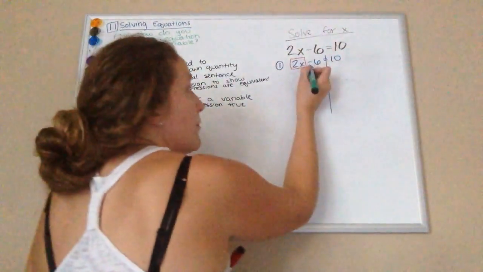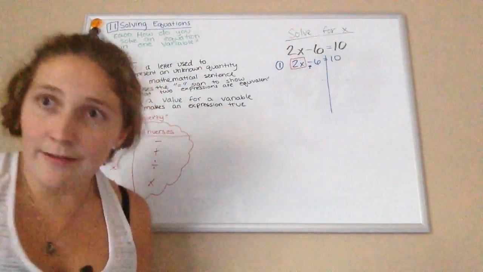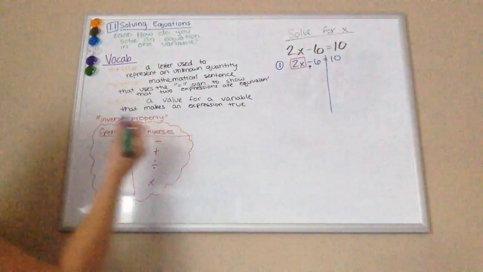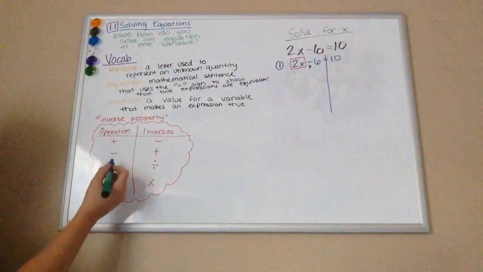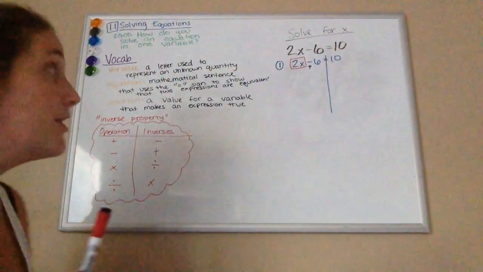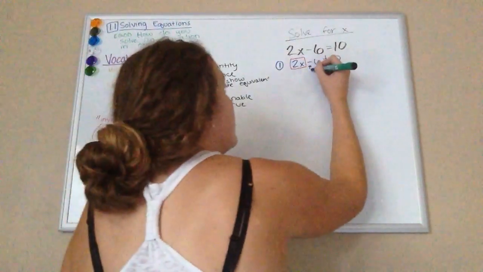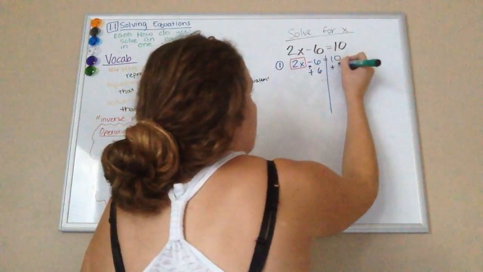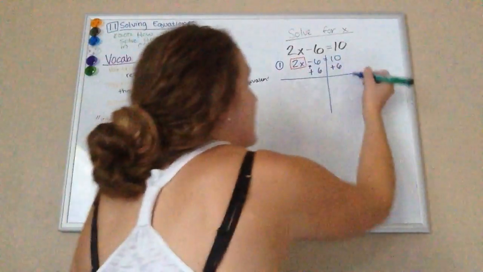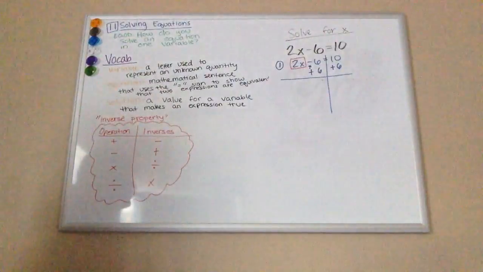And so this operation is subtraction. So we go to our inverse chart and look to subtraction. We see that the inverse operation is addition. So we're going to add 6 to both sides. Remember, anything you do to one side, you have to do to the other. You can't do it to just one side.